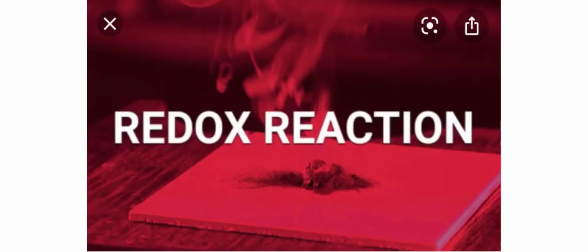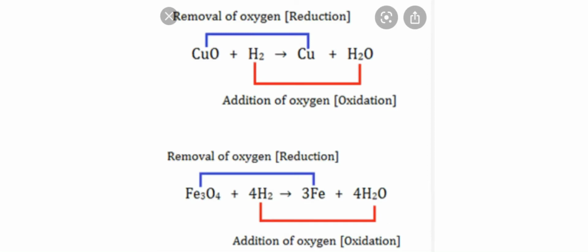Next is redox reaction. Redox reaction is a combination of reduction and oxidation reaction. So redox reactions are the reactions in which reduction as well as oxidation takes place together. Let us consider the first reaction. When copper oxide reacts with hydrogen, copper and water is formed. Here you can see that CuO plus H2 gives Cu plus H2O.